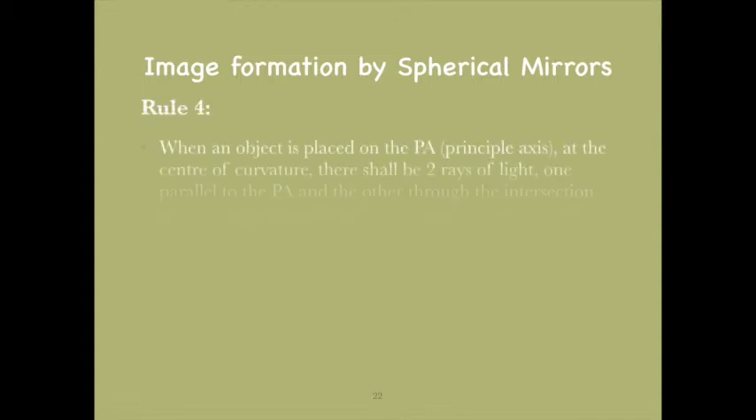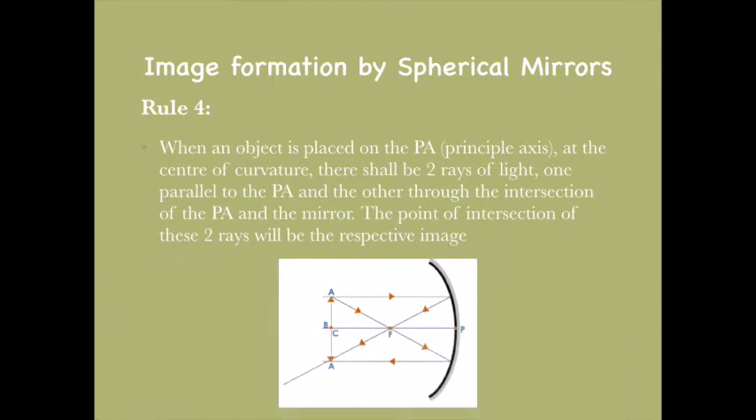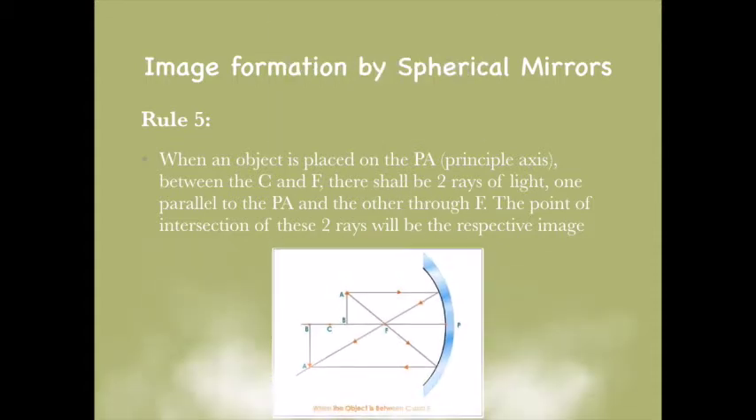So coming to rule number 4, it says that when the object is at the center of curvature, there will be two rays, one parallel to the PA and the other through the focus. On reflection, the point of intersection of these two rays will again be at the center of curvature. Coming to rule number 5, in this case we place the object between C and F, and you will find that the position of the image will be beyond the center of curvature, below the principal axis.